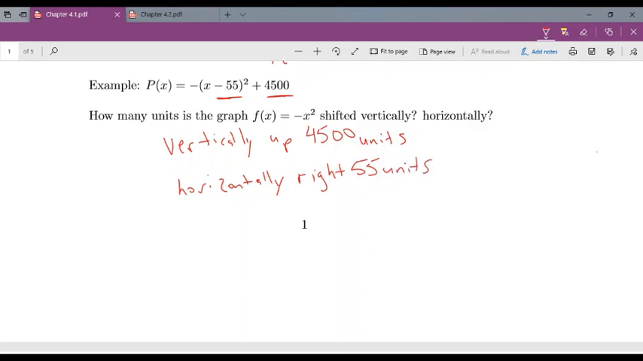So this one's shifted vertically up 4,500 units and shifted horizontally right 5,500 units. And if you didn't believe it, wanted to check just to see, you could of course graph it on your TI. Now this one you'd have to kind of work on the zoom a little bit, and you wouldn't probably be able to count it 1, 2, 3, 4, but you could at least see the general directions and make sure you're correct with the right, left, up, down portion.